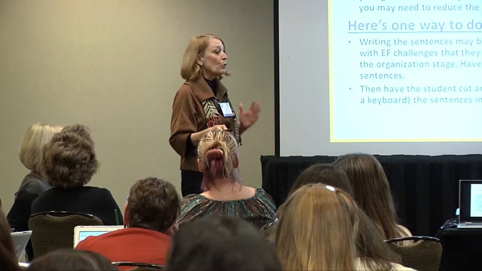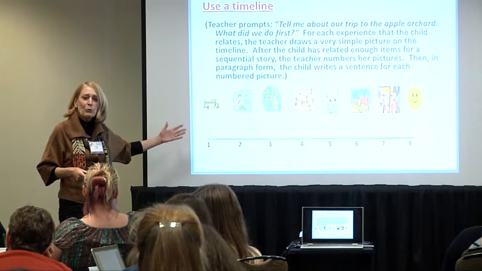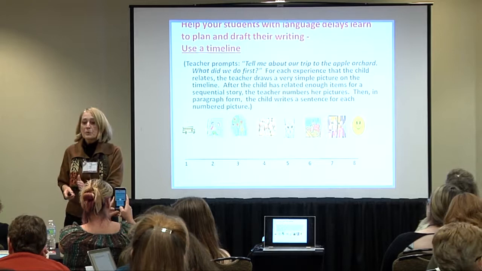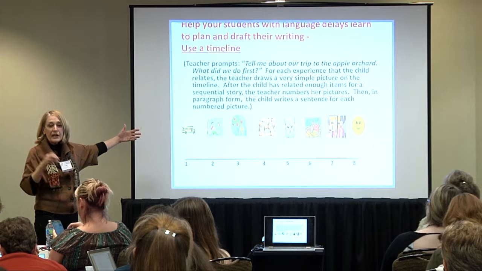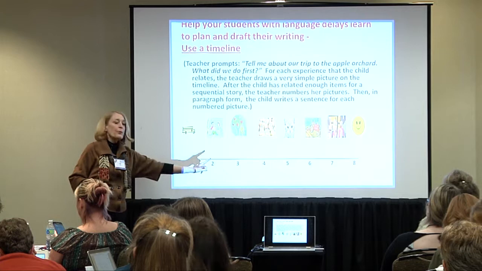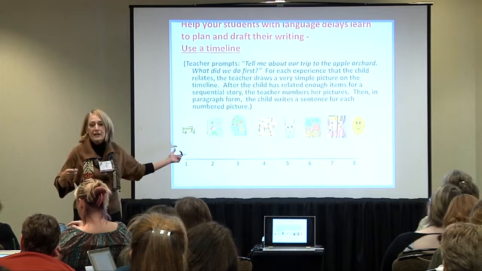This one I showed yesterday, another really good strategy for elementary students who have trouble sequencing ideas. Do a simple timeline. Now, this one I did in advance. All those pretty pictures come from Google Images. You can go to Google Images and type in any word and you get a picture like that, cut and paste it onto a Word document, draw a straight line, put a number under each one of those pictures, and then ask the student to tell you about, in this case, their trip to the apple orchard.